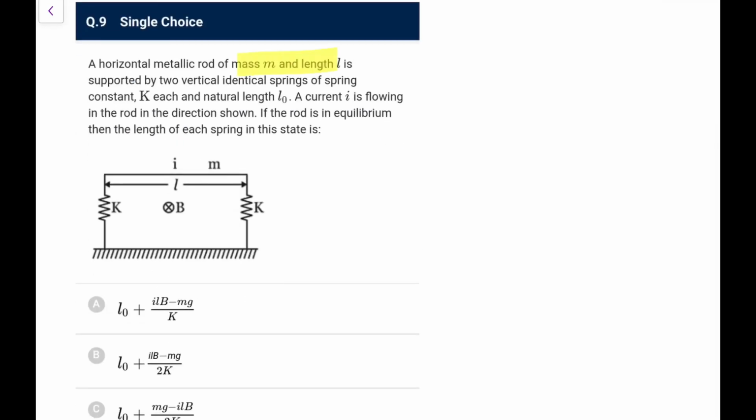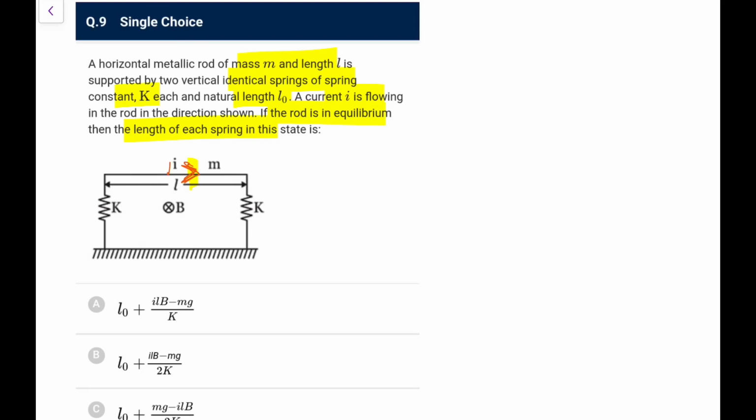A horizontal metallic rod of mass m and length L is supported by two vertical identical springs of spring constant K, each of natural length L naught. Current I is flowing in the rod in the direction shown. I can't see the direction, but I am supposing it would be like this, so the force would be going upwards. That is my assumption, though it is not given in the picture.